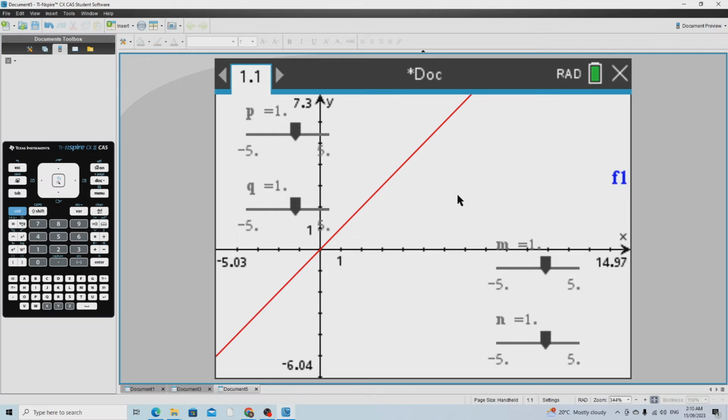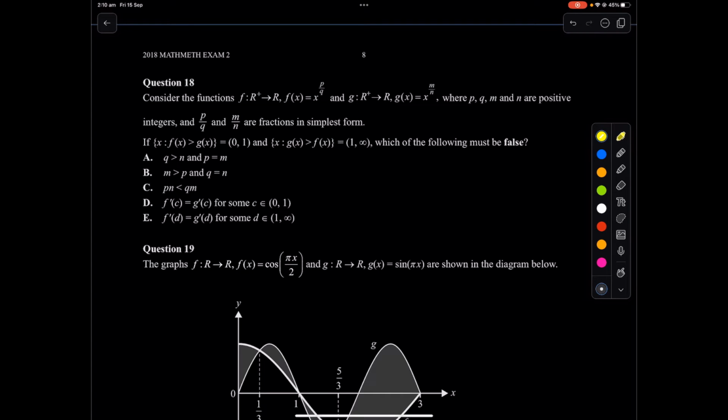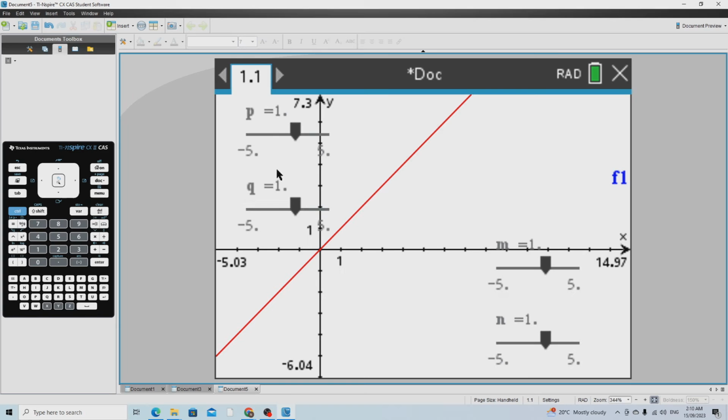So the first condition says q is greater than n. Let's try to make that happen. Let's put q as 2, and n is 1. And p and m must be equal. Yep, that's perfect. So let me just enter. What do we see? Is the condition met? Is the blue graph f of x greater than g of x from 0 to 1? Yes, that's true. And is g of x greater than f of x from 1 to infinity? Absolutely. So A is right, so it's not false.